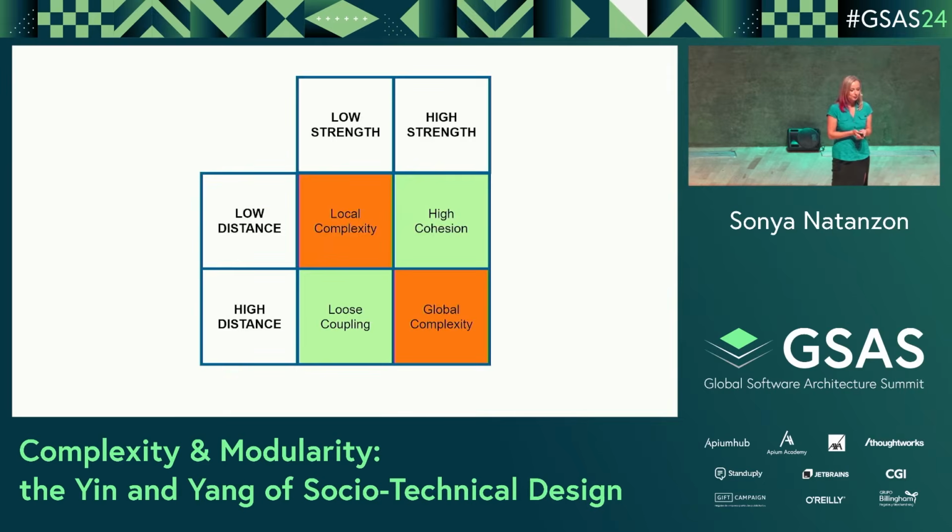Not great. So how do we steer our system away from local and global complexity and move it towards high cohesion or loose coupling?